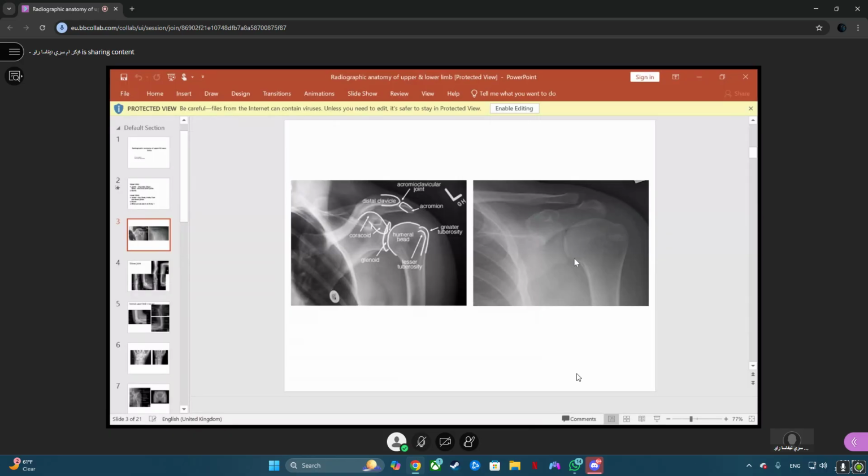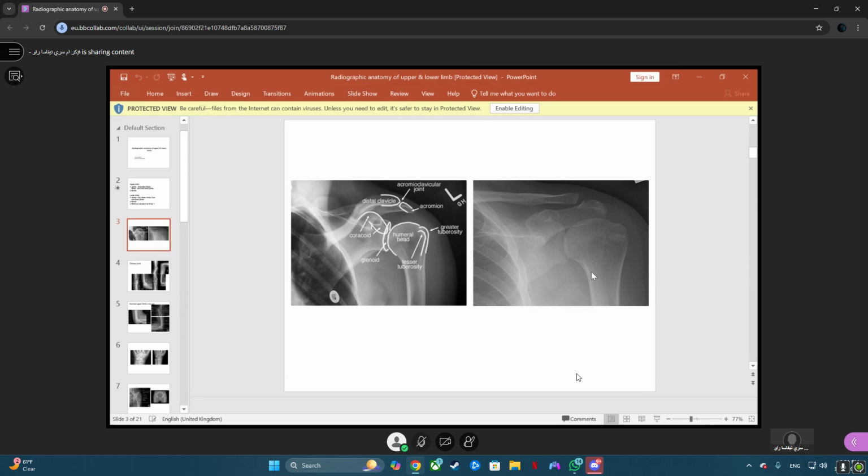So in this X-ray, what you are going to study is the shoulder joint. This is between the scapula and the humerus. So the glenoidal cavity of the scapula articulates with the head of the humerus to form the glenohumeral joint. This is also called the shoulder joint. So in this X-ray, what are you going to study?